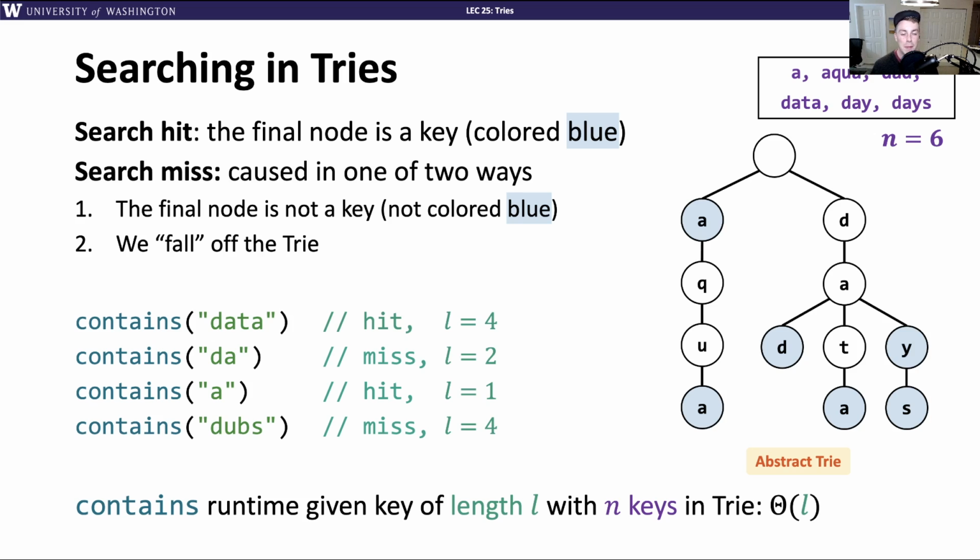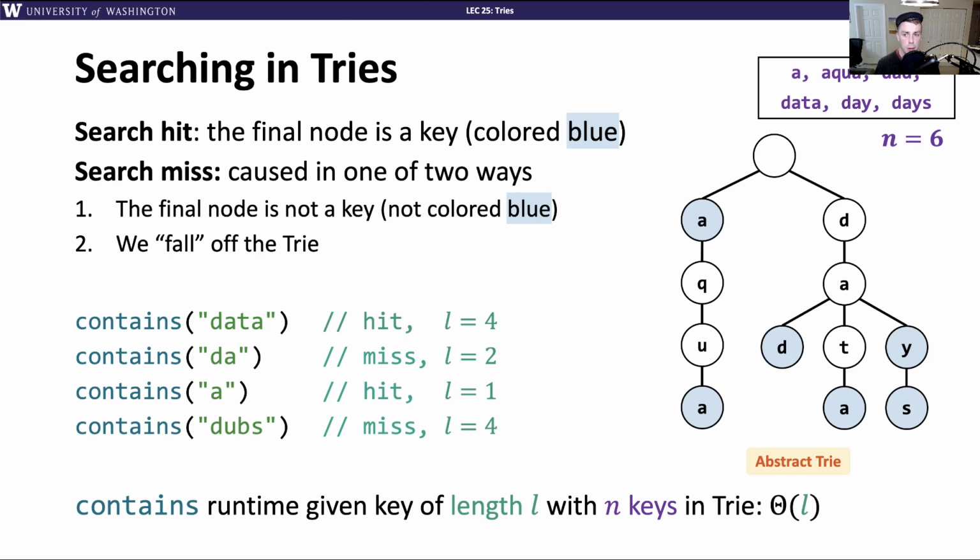But a miss, meaning it's not in our set of words in the dictionary, is if we end at a node that's not blue, meaning that we don't call it a key, it's not a key in our dictionary, then that's a miss, meaning that we didn't find something, we should return false. Or if we fall off the trie, meaning that I have extra characters left over in my search, but I can't go down any further in the nodes.